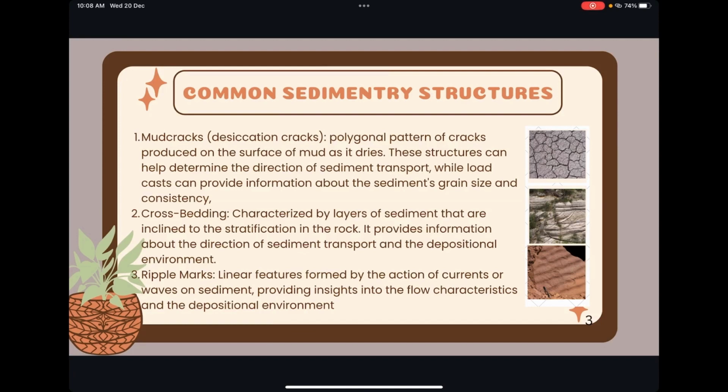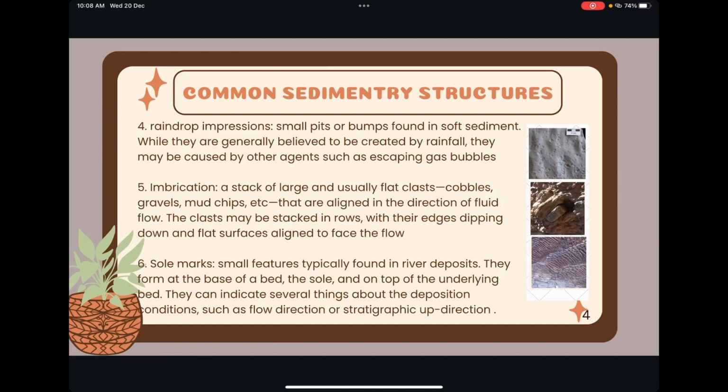The next one is the ripple mark, which is a linear feature that is caused by the action of waves or currents on the sediment, providing insights into the flow characteristics and the deposition environment. The next one here is raindrops, which are small pits or bumps found in soft sediment. Mostly they are assumed to be caused by rainfall or water, but in some cases, other agents such as escaping gas bubbles can cause raindrop impressions.